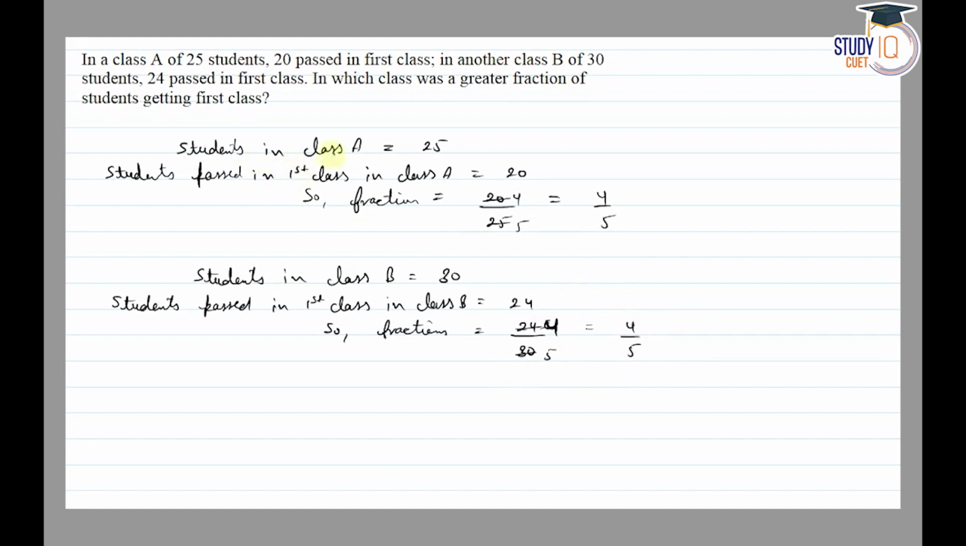So here in both class A and class B, the same fraction of students passed in first class. So an equal fraction of students passed in first class in both classes. Thank you.